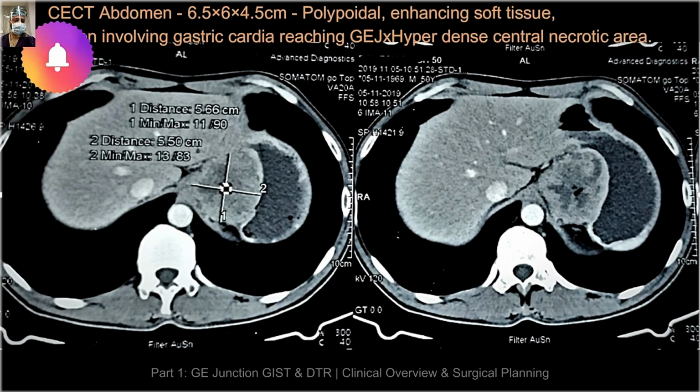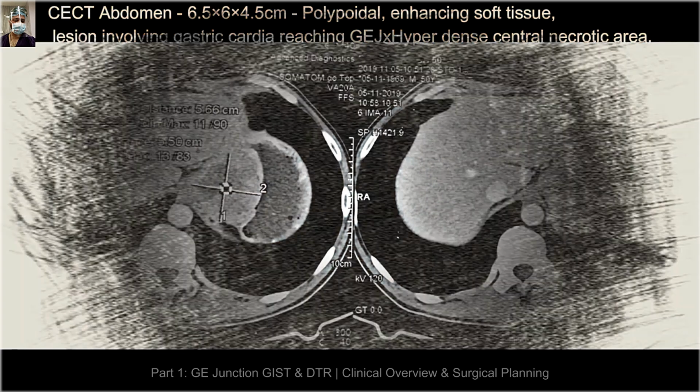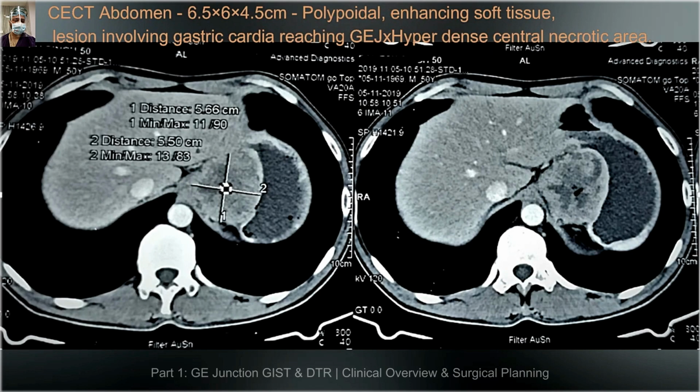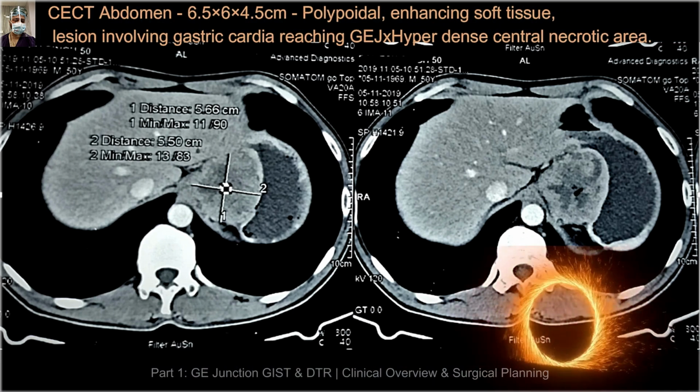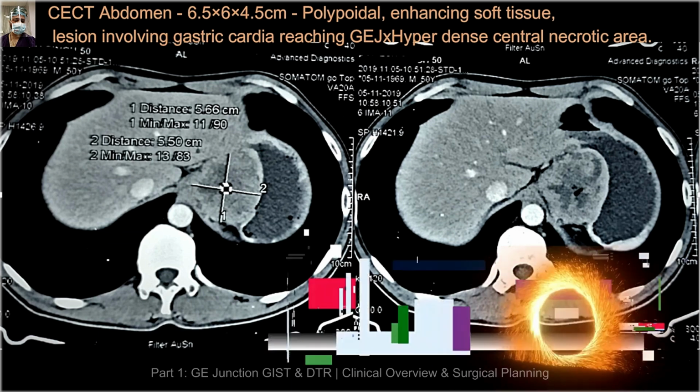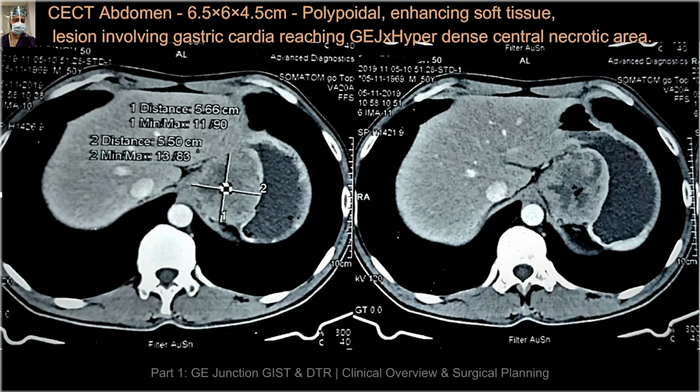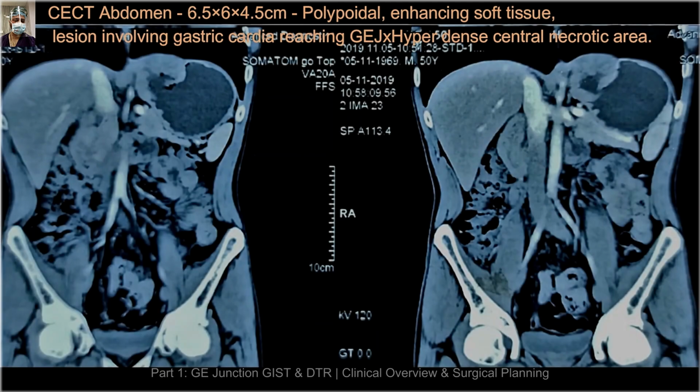The CT scan of the abdomen revealed a 6.5 x 6 x 4.5 cm polypoidal enhancing soft tissue lesion involving the gastric cardia, reaching the GE junction proximally, with hyperdense content in the central part suggesting necrosis. We can see in the axial images a large growth in the proximal part of the stomach reaching up to the GE junction with central necrotic areas.